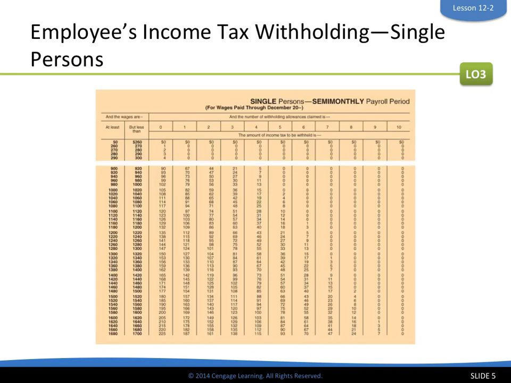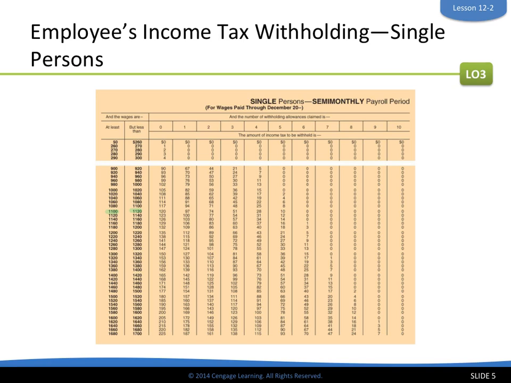Here is a schedule for withholdings for a single person. So if a person is making $1,100 in a pay period, but less than $1,020 in that same pay period, depending on how many withholdings they had selected, the amount that's going to be deducted is going to be a little bit different.